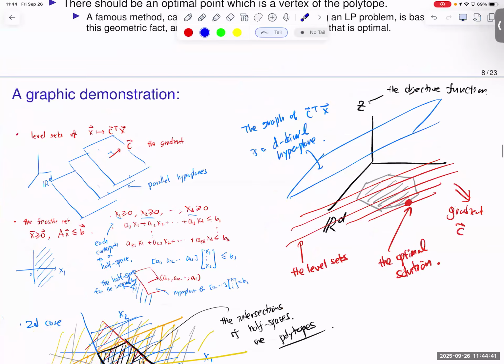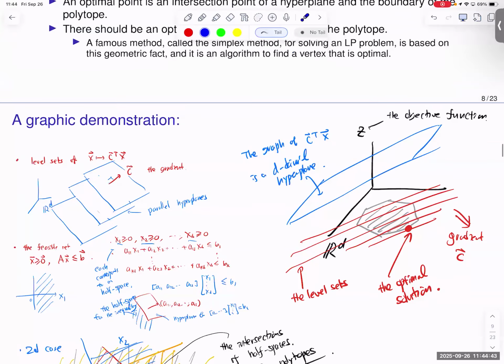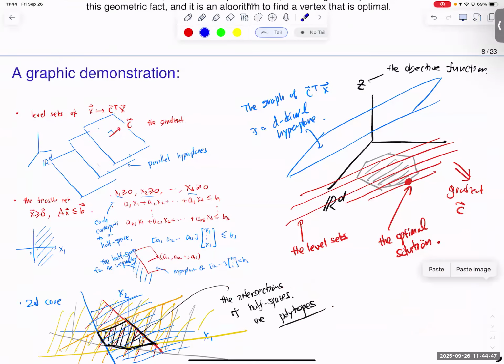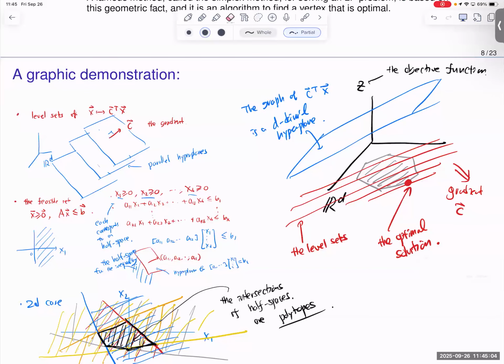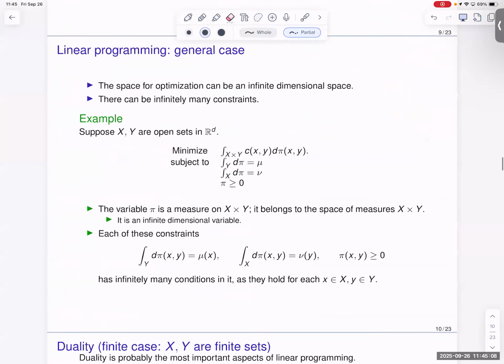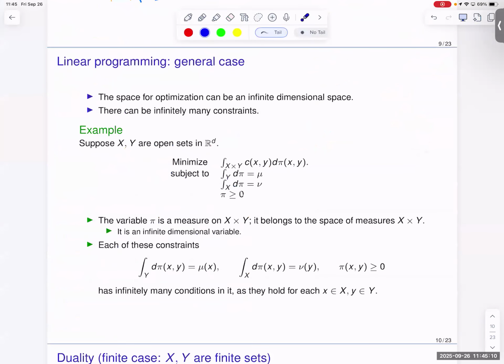Okay, and of course there are other cases of infinite dimensional problems, where you have infinitely many decision variables, like in our optimal transportation problem. Typically, the space of measures is infinite dimensional. Okay. Yeah, so that's what I say here.